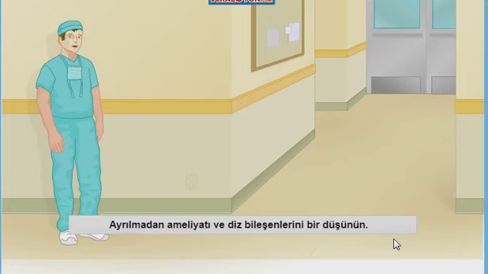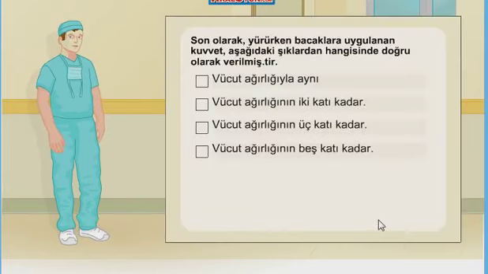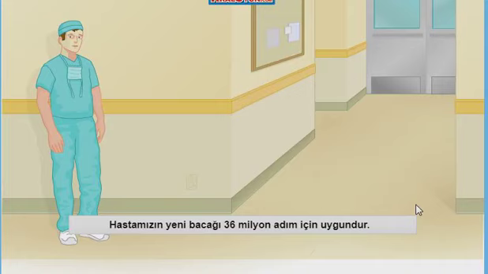Before you leave, let's think about the life of the new knee components. What kind of forces do you think the new knee will need to withstand? Nice. People average about 5,000 steps per day. Our patient's new prosthetics will withstand a great deal of force for 36 million steps or more.